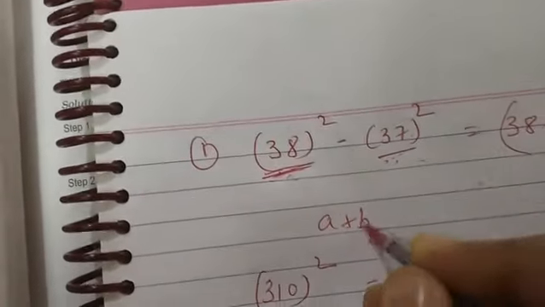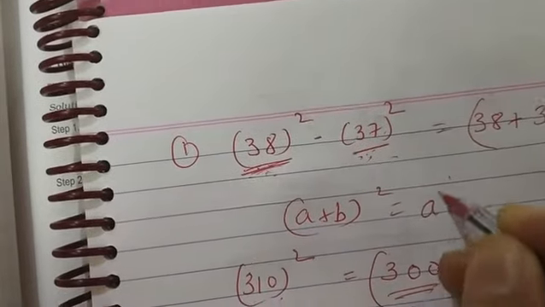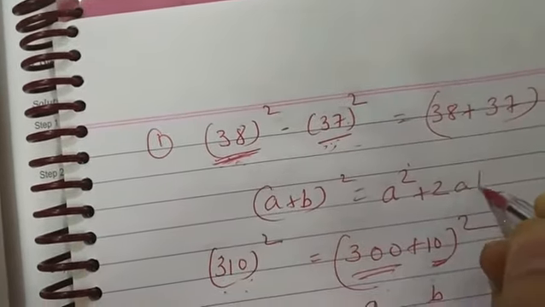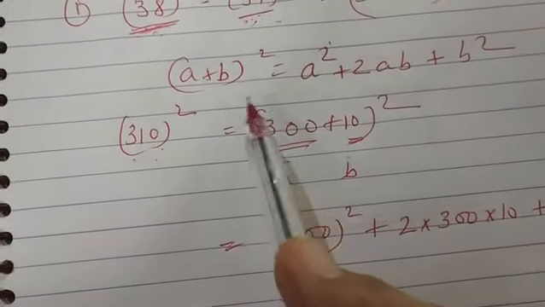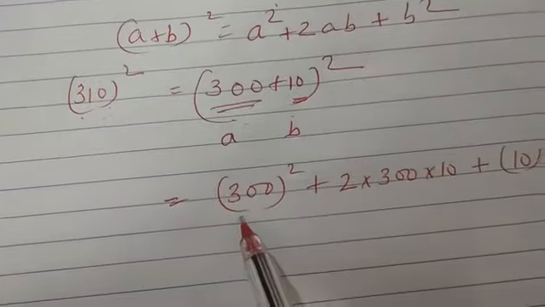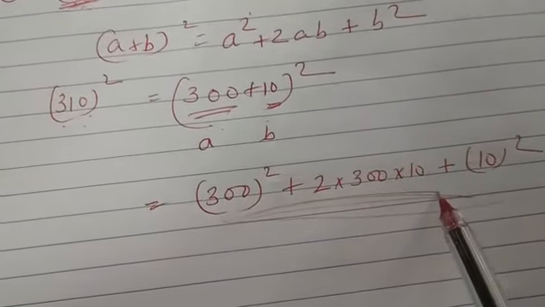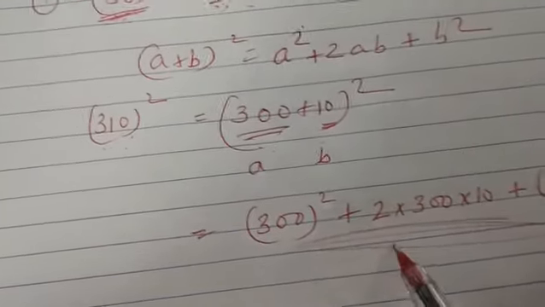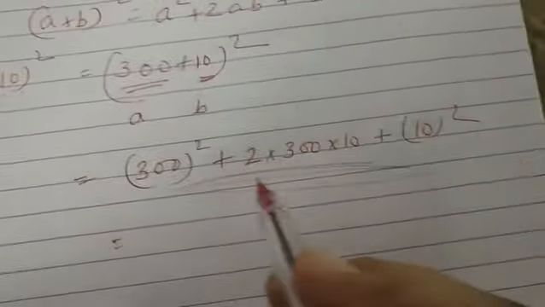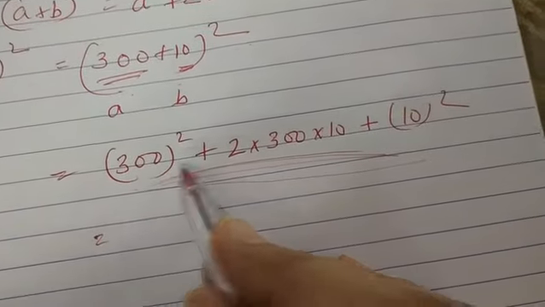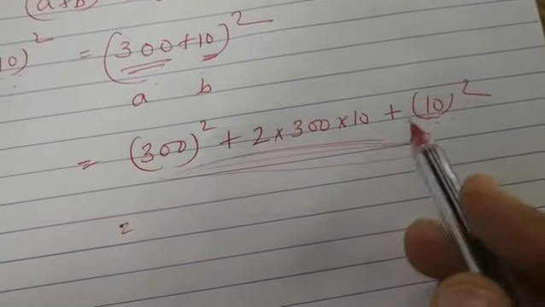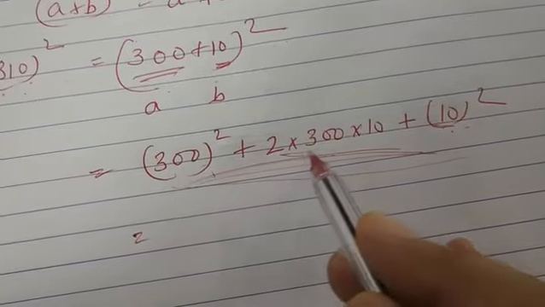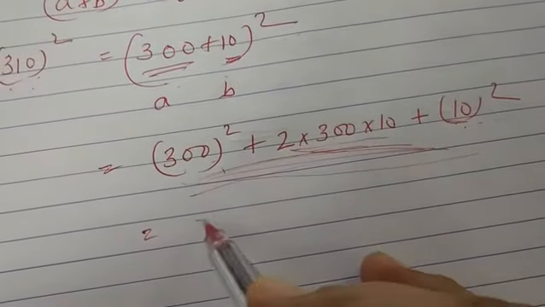(a + b) whole square is equal to a square plus 2ab plus b square. So 310 can be written as (300 + 10) whole square, which will come in the form of (a + b) whole square. Now with the help of the formula, find out the answer. So square of 300, square of 10, multiply 10 into 10, you will get 100. And then multiply 2 into 300 into 10 and add all the things, you will get the answer.